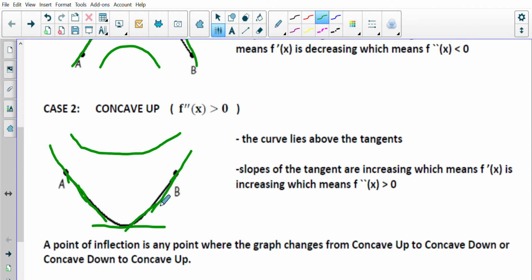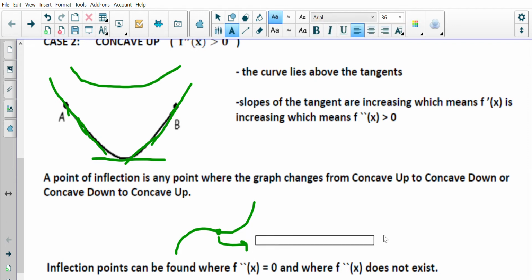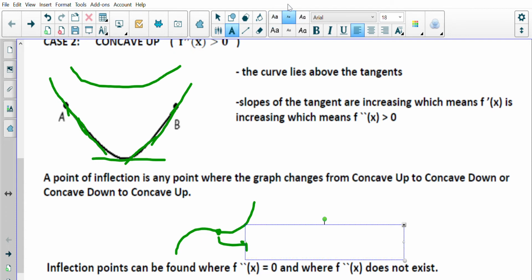All right, now, a point of inflection, and this is key, is any point where the graph changes from concave up to concave down or vice versa. So where there's a change. If you get a curve that's concave down and then flips to concave up, that point right there would be considered a point of inflection. Big words there.